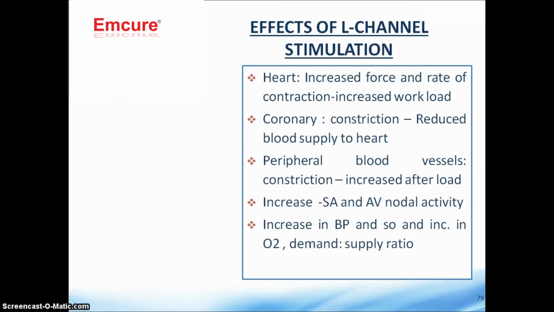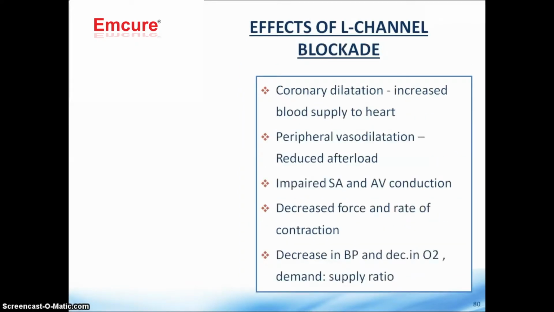What will happen if these L channels are blocked? In the coronaries, they will cause vasodilation, which will increase the blood supply to the heart. They cause peripheral vasodilation, which increases the lumen of your vessels and reduces the afterload on the heart. It impairs the sinoatrial and the AV conduction. Then there will be a decreased force and rate of contraction of the heart muscles. Simultaneously, it will lead to a decrease in the blood pressure and a decrease in the oxygen demand and supply ratio.